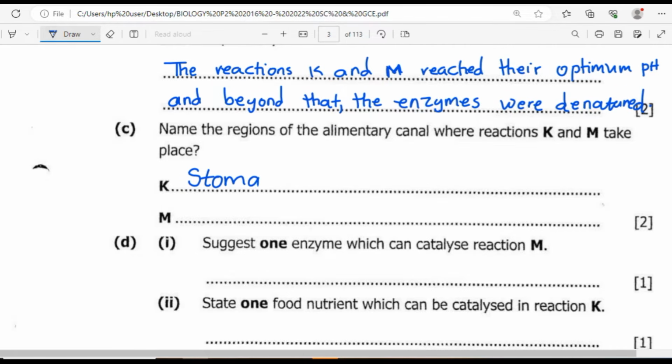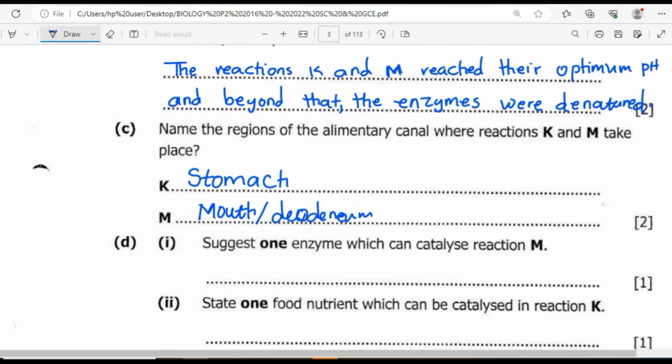We know that in the stomach we have hydrochloric acid. So that hydrochloric acid makes the medium acidic to favor the enzymes that operate there. Then M, alkaline, can be the mouth. We know that the digestion starts in the mouth. In the mouth we have the basic medium, or the duodenum also, or we can just say small intestine. So these two regions also have that.